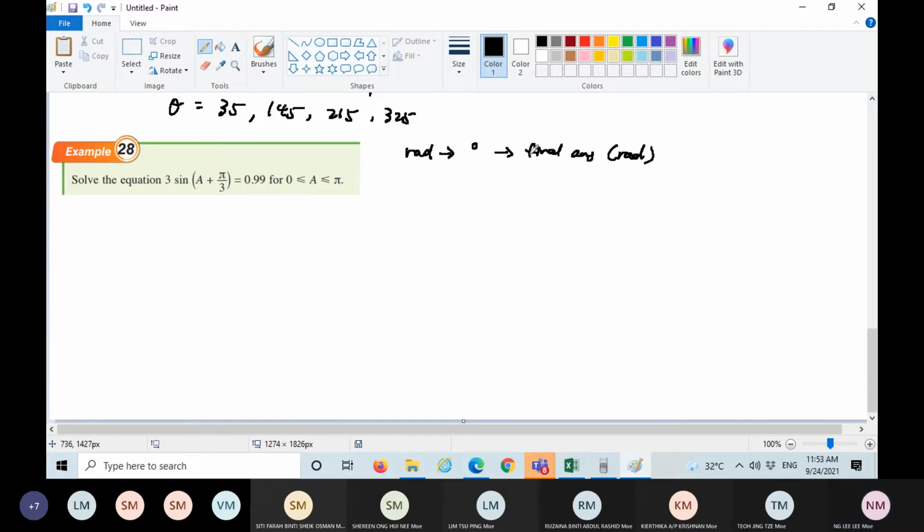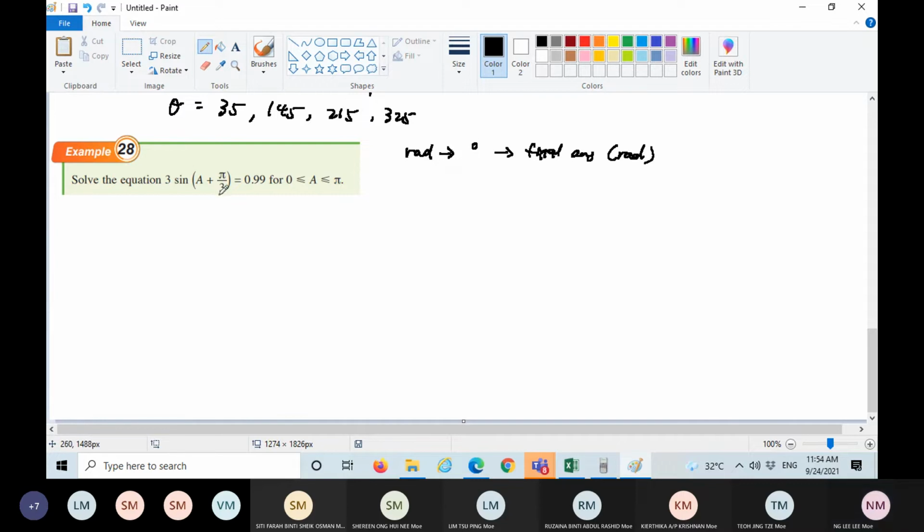Then you will ask a teacher, can I not change the final answer back into radian? I will say cannot, because the range given is in radian. So most probably the answer they want you to state also in radian. So I don't think they will accept degrees.